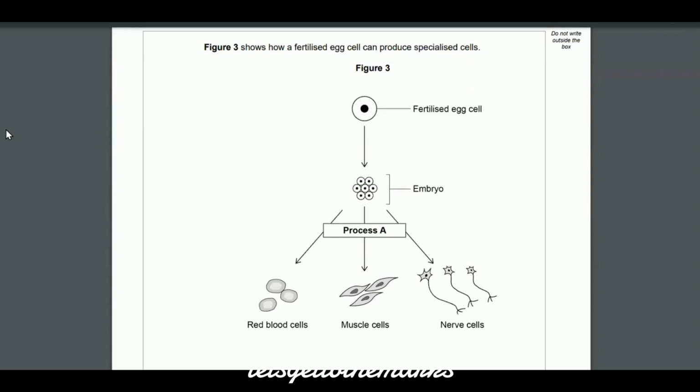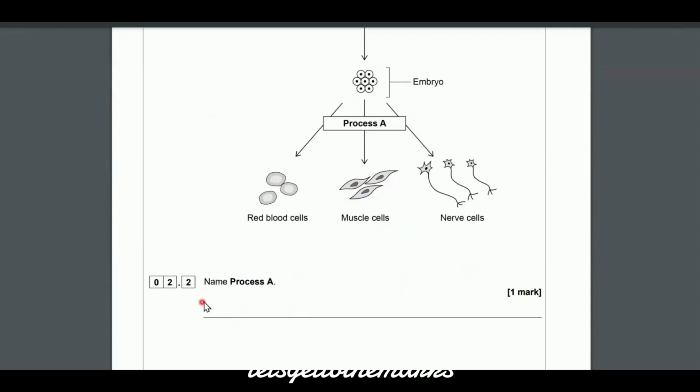2.2 we're coming to, but we've got a little figure to look through here. Figure 3 shows how a fertilized egg can produce specialized cells. So we've got a fertilized egg cell here. That means that a sperm and egg have come together to make that fertilized egg cell. It then divides into an embryo, and then we have a process called A, where it splits into nerve cells, muscle cells or red blood cells. So they're probably going to ask us, what is process A? Name process A for 2.2.